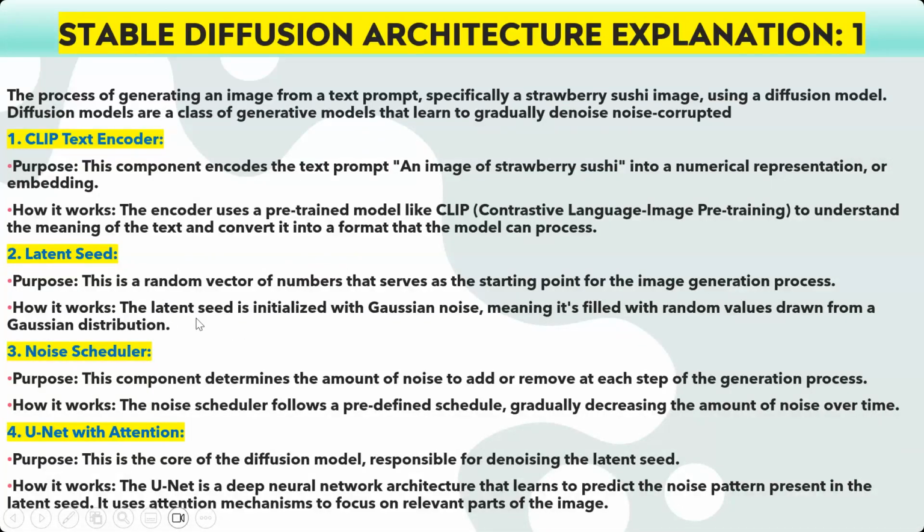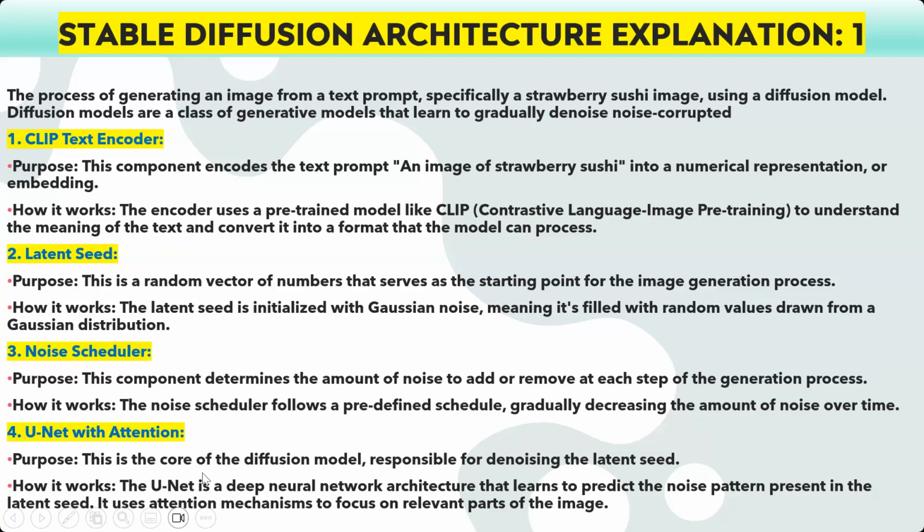How does it work? The latent seed is initialized with Gaussian noise. First, the CLIP pre-trained model is loaded internally. It calls all the images with noise, not clean images. Those are the pre-trained images we have. It is filled with random values drawn from a Gaussian distribution. Maybe a few of you understand this, but those who completed the data scientist courses can understand all these things. Noise scheduler.